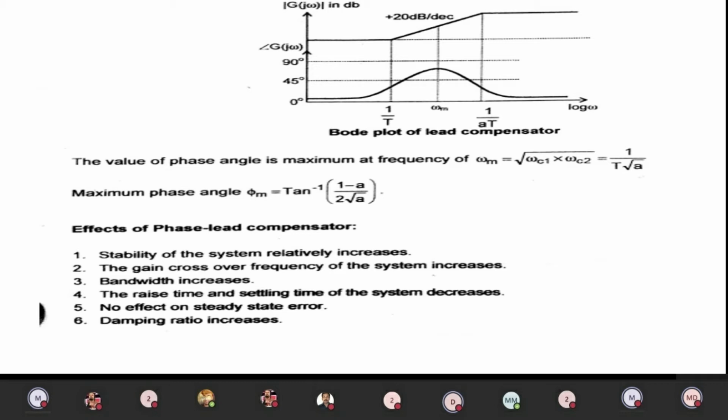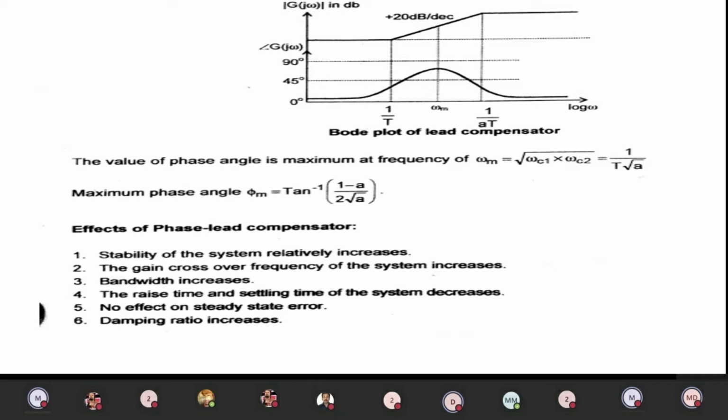You can see the stability of the system increases, gain crossover frequency increases, and bandwidth increases. Rise time, peak time and settling time decrease, and there is no effect on the steady state error, and the damping ratio also increases. So whatever is needed will be compensated by the lead network also.